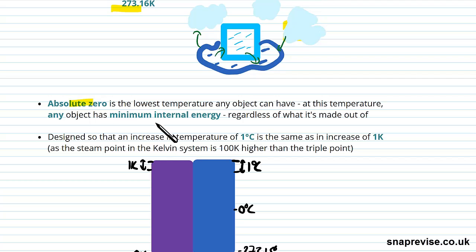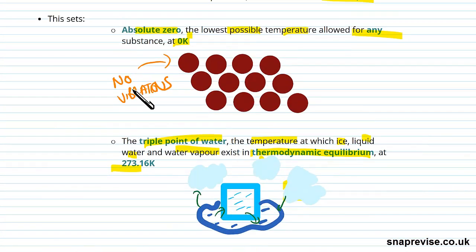Absolute zero is the lowest temperature any object can have. At this temperature, any object has minimum internal energy, regardless of what it's made out of. What does that mean? It just means that at 0 Kelvin there are no vibrations, no movement, nothing. The particles are just sitting. Going back to the quantum side, there's a whole lot more complicated stuff that goes on, but it doesn't matter whether you're water or iron or diamond or coal. At 0 Kelvin, you are doing nothing.